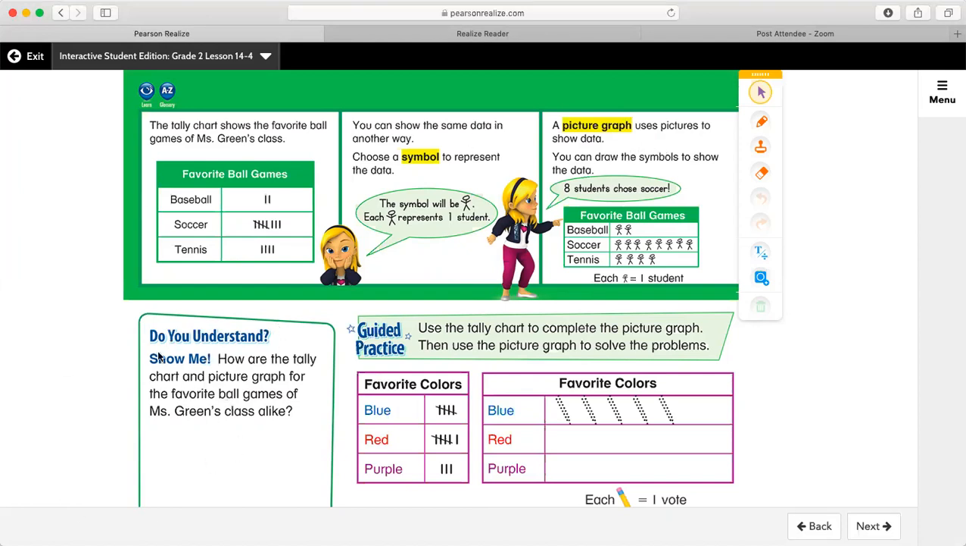So in the Do You Understand box, it says, how are the tally chart and the picture graph for the favorite ball games of Miss Green's class alike? So in a second, I'm going to have you pause the video. I want you to tell me, how are they similar or alike? How does the tally chart and the picture graph, how are they alike? So both represent data, right? And they both have the same amount in each category.